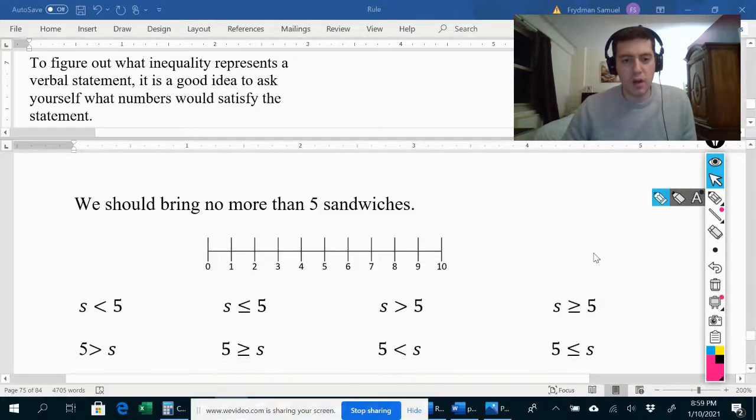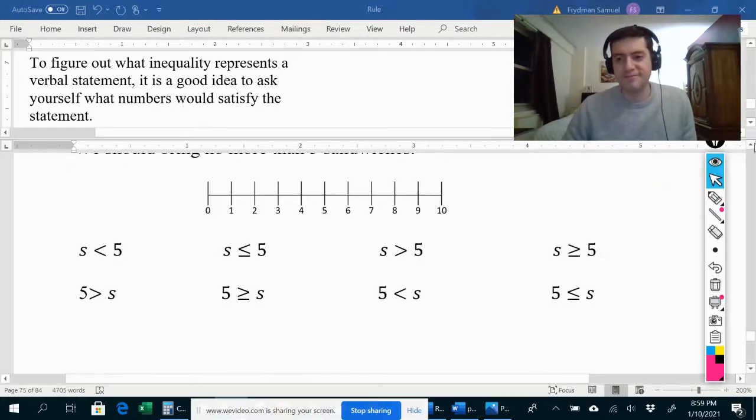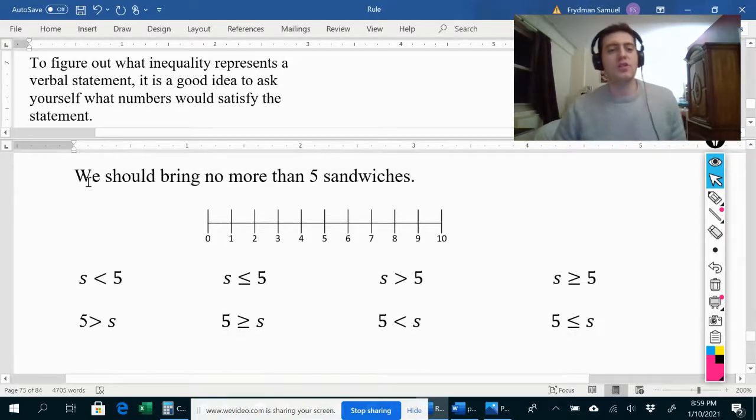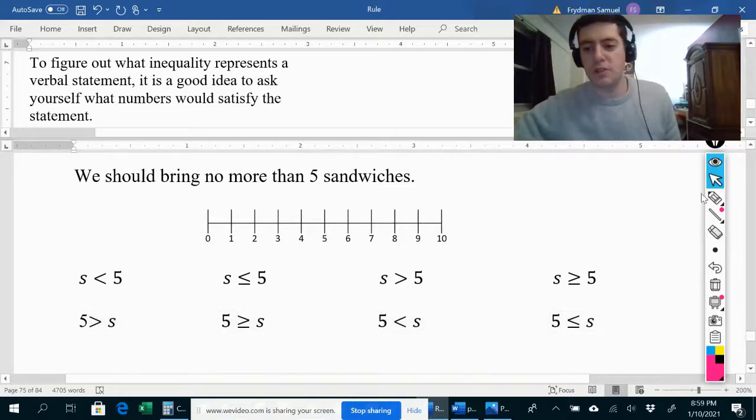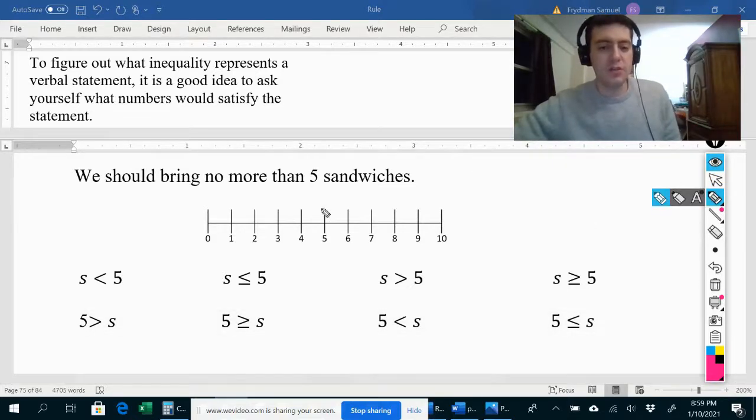Do I have any more? Oh, whoops, never mind. Not the last one. Okay, so we should bring no more than 5 sandwiches. No more than 5 sandwiches. So again, this is very similar to we should not exceed 5.